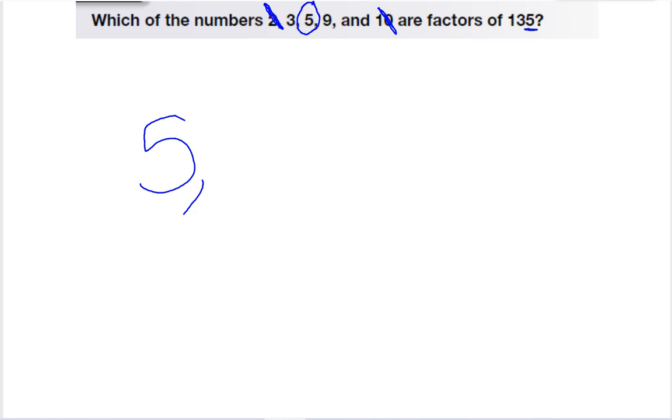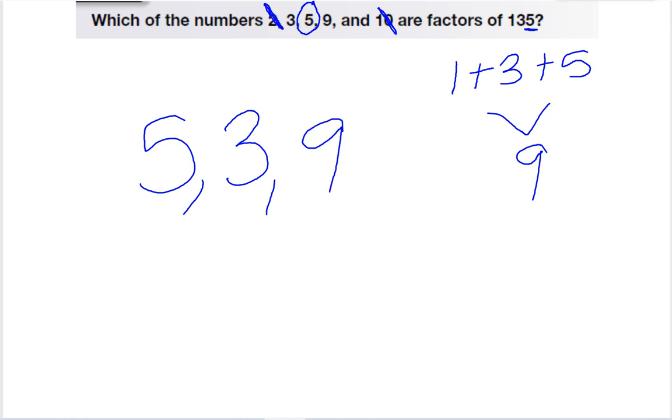Now we need to check to see if it's divisible by 3 or 9, and we do that by adding these numbers together. 1 plus 3 plus 5. 1 plus 3 is 4, plus 5 is 9. Okay? So that means that this number is divisible by both 3 and 9, because 9 can be divided by both 3 and 9.